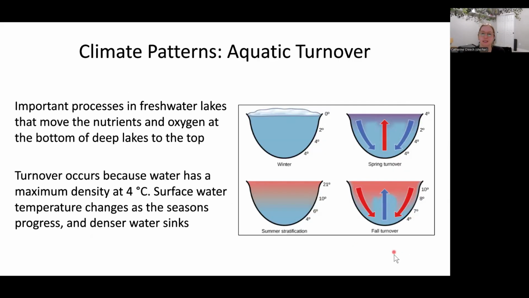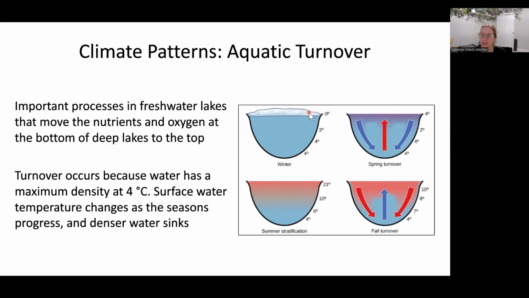We also see this seasonally in lakes. We call it aquatic turnover. In aquatic turnover, you're going to have a change in the density of water. So in the winter, water is densest at 4 degrees, and it's going to be protected by a layer of snow or ice up at the top. So the coldest water will sink down to the bottom. In summer, the same is true. Outside now, you have hot air, and the cold water will sink to the bottom.